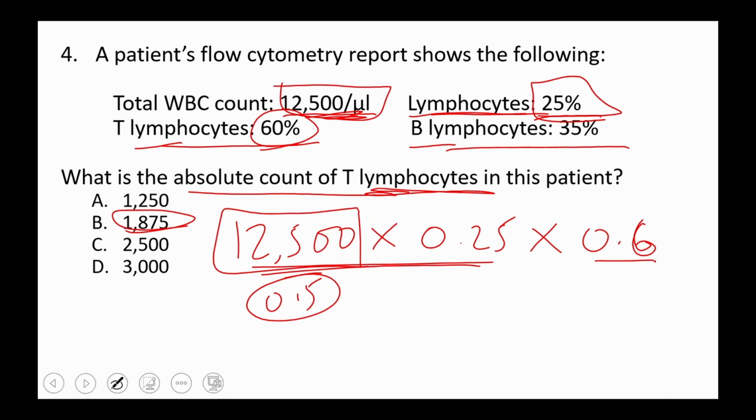In here we also should know the normal value of the blood count. For example, in the case of total white blood cell count, 12,500 is a bit higher.